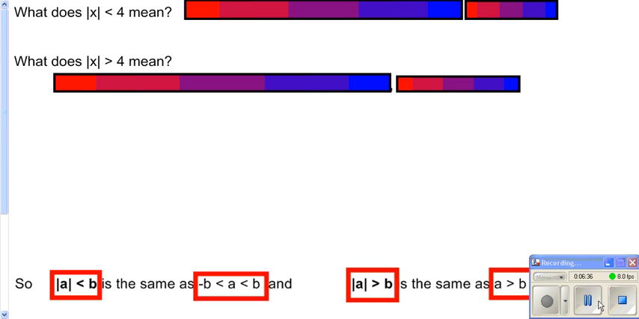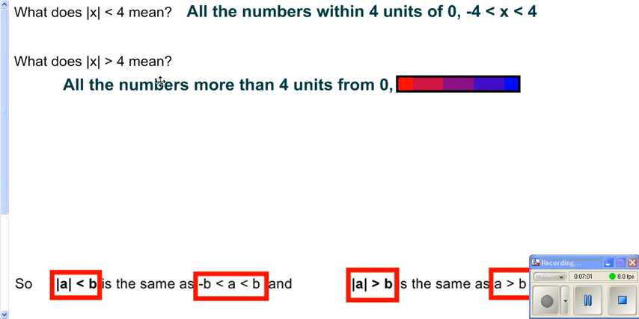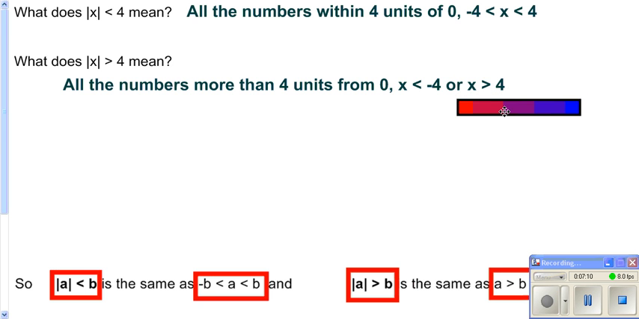So what does absolute value mean? Well, absolute value means distance from 0 on a number line. So here you're looking for all the numbers that are less than 4 units away or within 4 units. So in other words, you could be up to 4 units to the right or up to 4 units to the left. What does this one here mean? Well, you're looking at absolute value, all the numbers more than 4 units away. So that means all the numbers below 4 units to the left of 0 or more than 4 units to the right of 0.